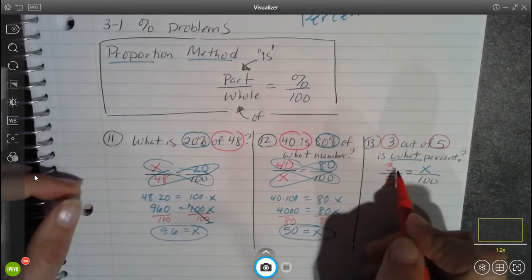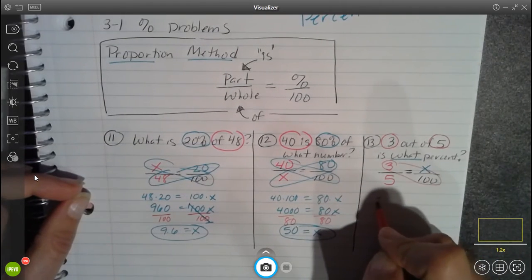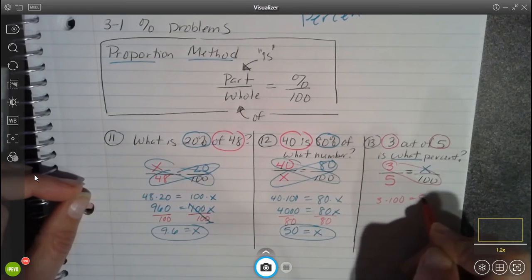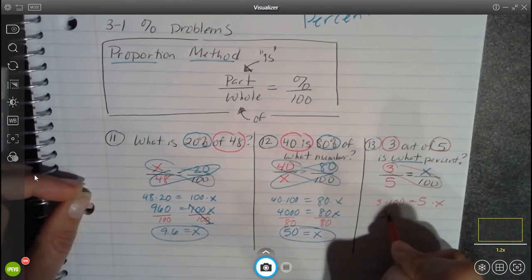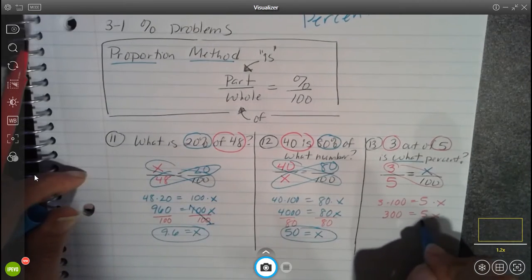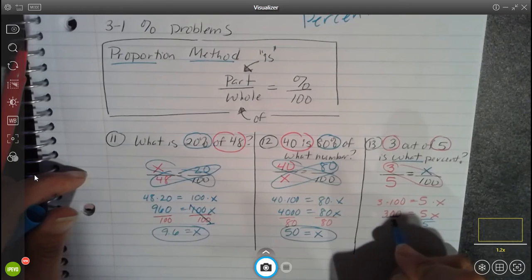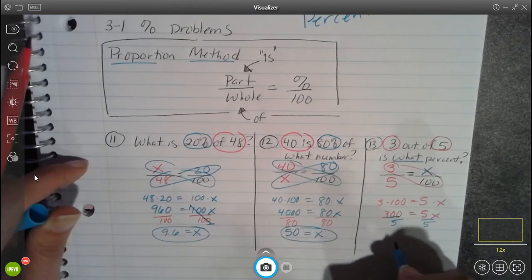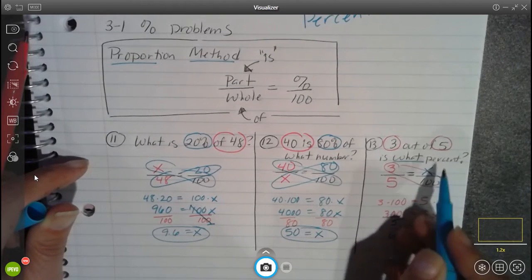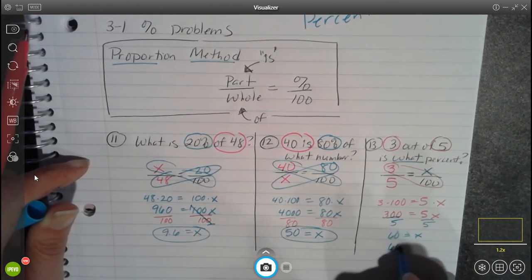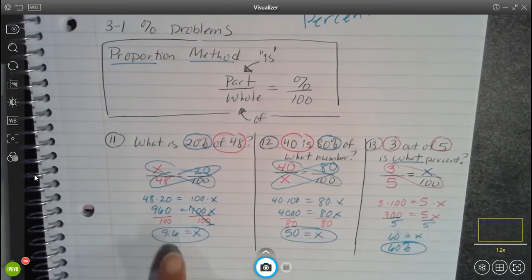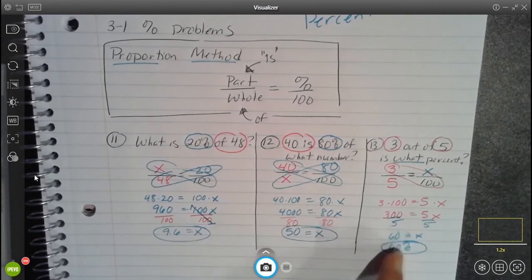And now let's do the last one. 3 times 100. I don't know why I'm using blue. I'm in red. I should be using blue. So this is 300 equals 5x. Divide by 5. Divide by 5. And I believe this is 60. Now, this 60 is a percent, so I need to label that as 60%. Okay, this is a number, this is a number, but this is a percent.